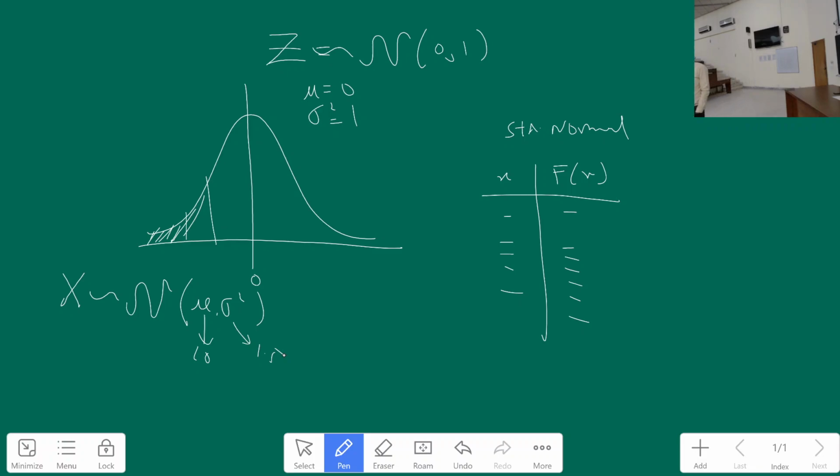We don't really need it much now, but it's good to understand, because that trick we will also use in the 4th module for other distributions, or some other related distributions. Now that trick is this. How do I find the F of small x for a Gaussian distributed random variable which is not standard, using that table?